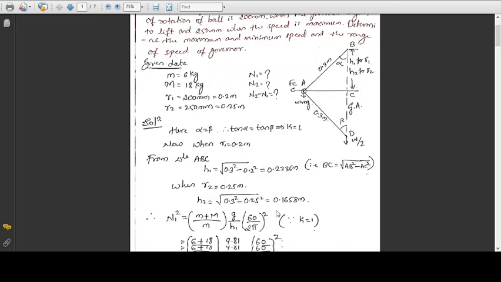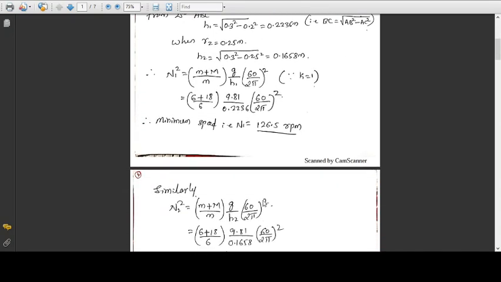0.1658 meter. And we have the equation for the governor speed, that is N1 square equal to (m plus M) by m into g by h1 into (60 by 2 pi) whole square. Here we have neglected the term (1 plus k) as we derived in the derivation, because k value is 1 here. So here small m is the mass of each ball, and capital M is the mass of the sleeve, and g is acceleration due to gravity.